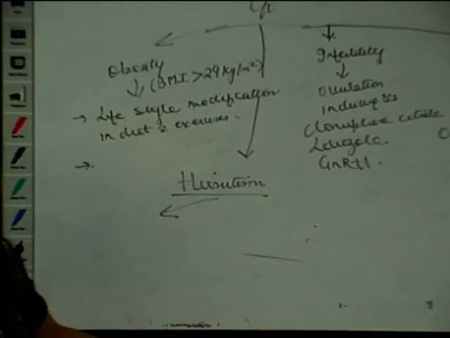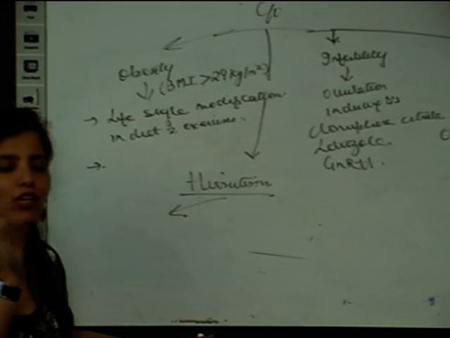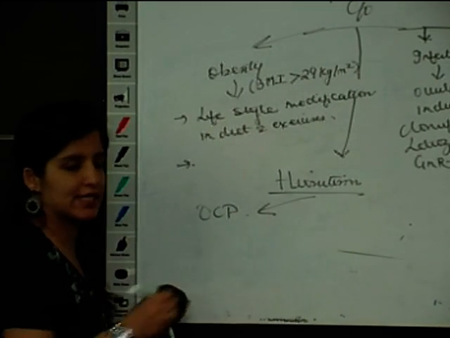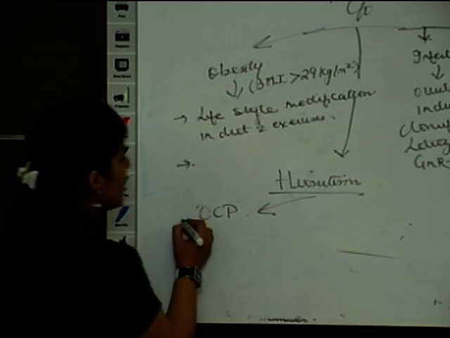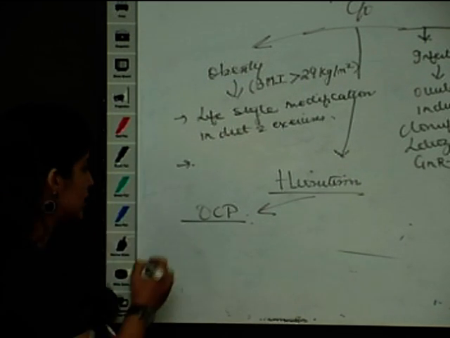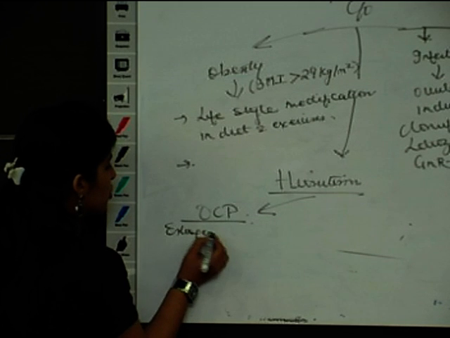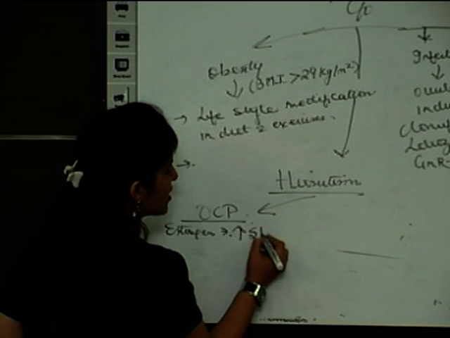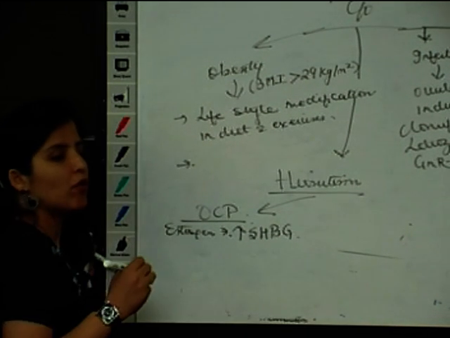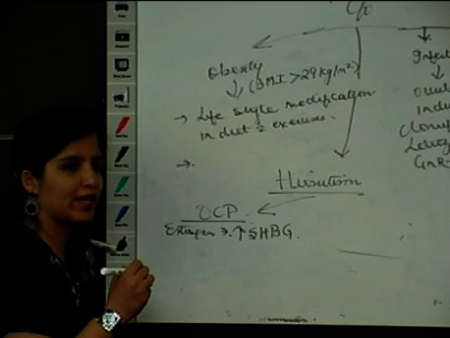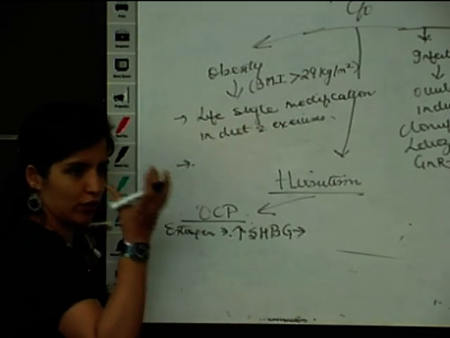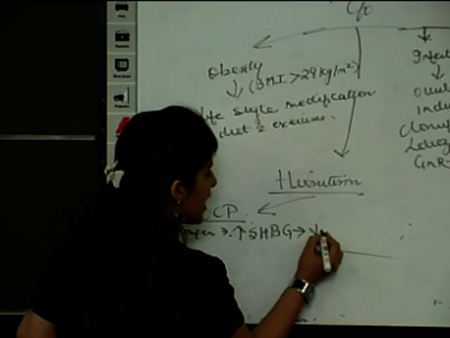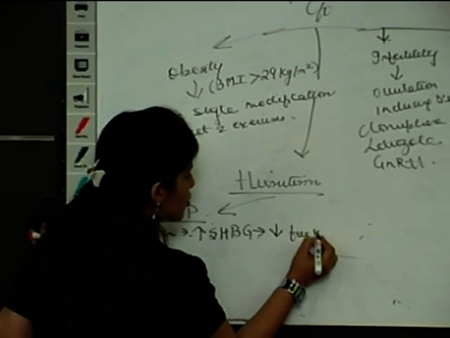Now the main thing, if patient is coming to us because of hirsutism, now whenever a patient comes to us because of hirsutism, the first line of management, which is a question, is oral contraceptive pills, combined pills. When you give combined pills to these patients, the estrogen component of the combined pill will increase the levels of sex hormone binding globulin.